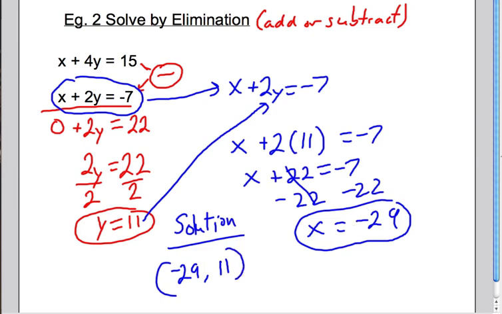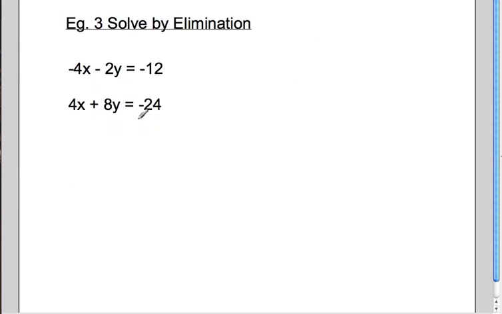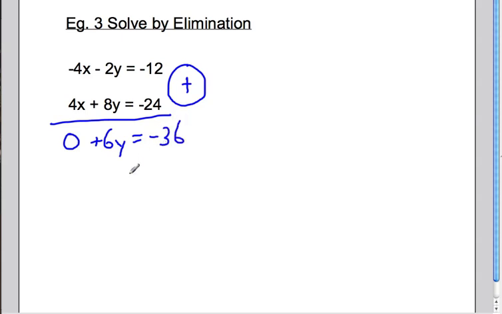Okay, let's do a couple more of those. In this one here, obviously if you add or subtract the y values, you do not get elimination, so you have to add to get the x's to cancel. So we're going to add these together. Here I'm going to get 0. Negative 2y plus positive 8 is going to be 6y. And if we add those together, we're going to get negative 36. Okay, so that's just 6y equals negative 36, and we can divide by 6. We get y equals negative 6.